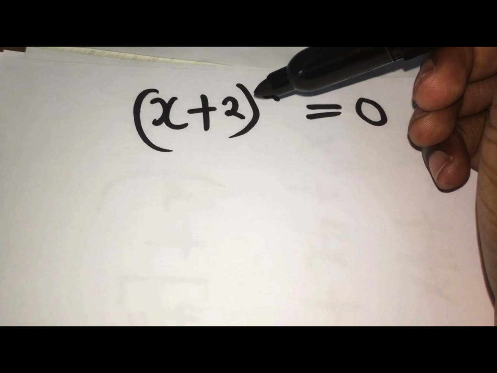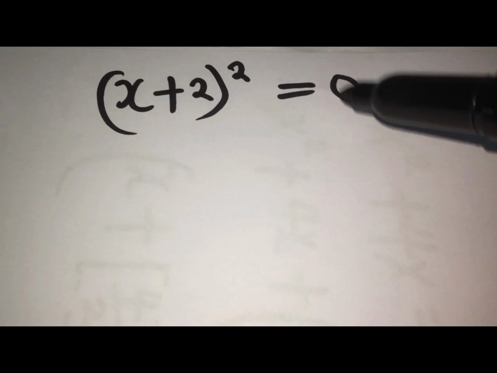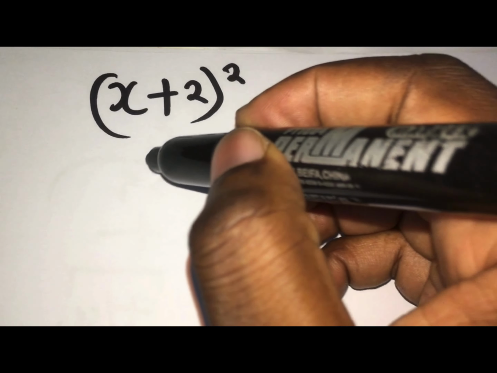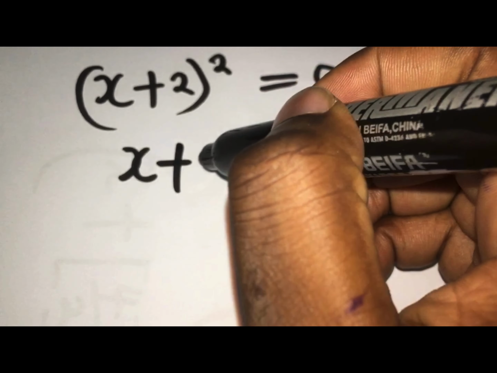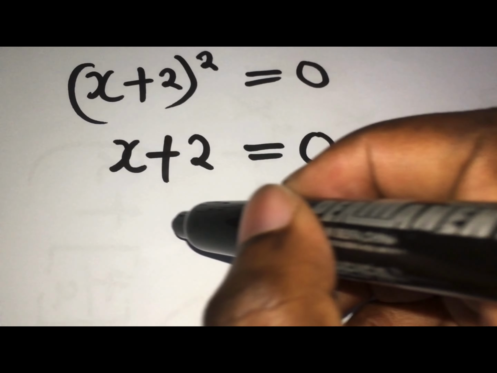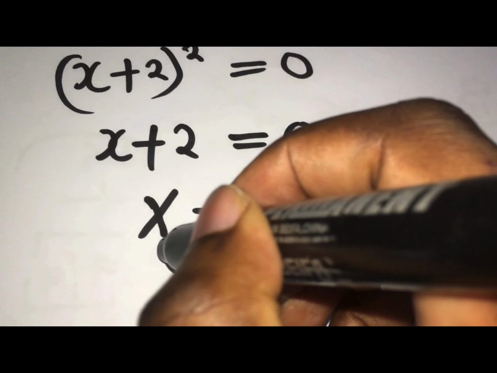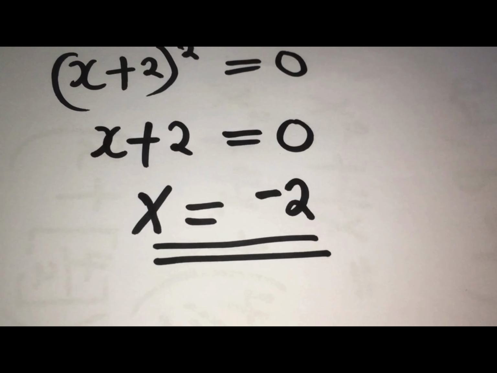What you do is you square root both sides. Square root of that, square root of 0. So the square root of this gives us x plus 2 equals 0. So our x is negative 2. Okay, we can go to another example.